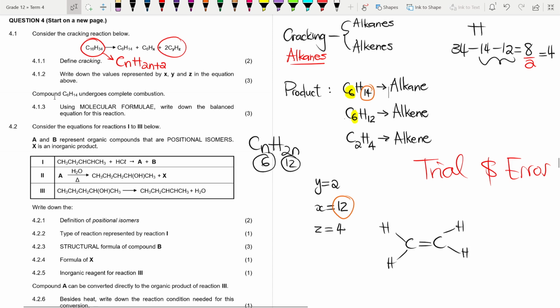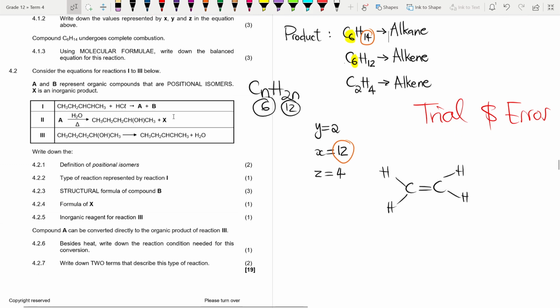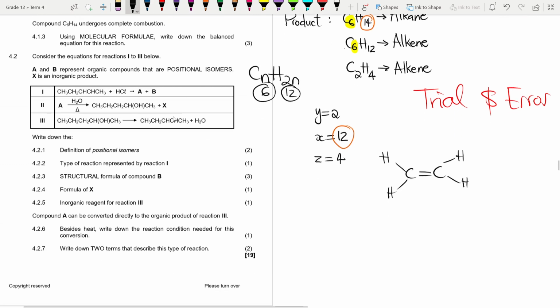Then let's see. Compound C6H14 undergoes complete combustion. Use molecular formulae to write down the balanced equation. Okay, combustion should really be 3 marks. It's just balancing.